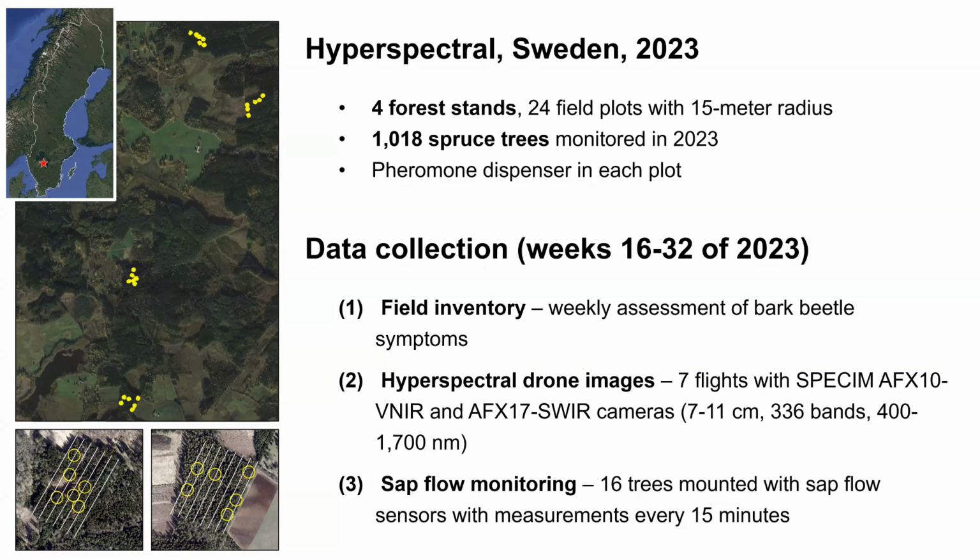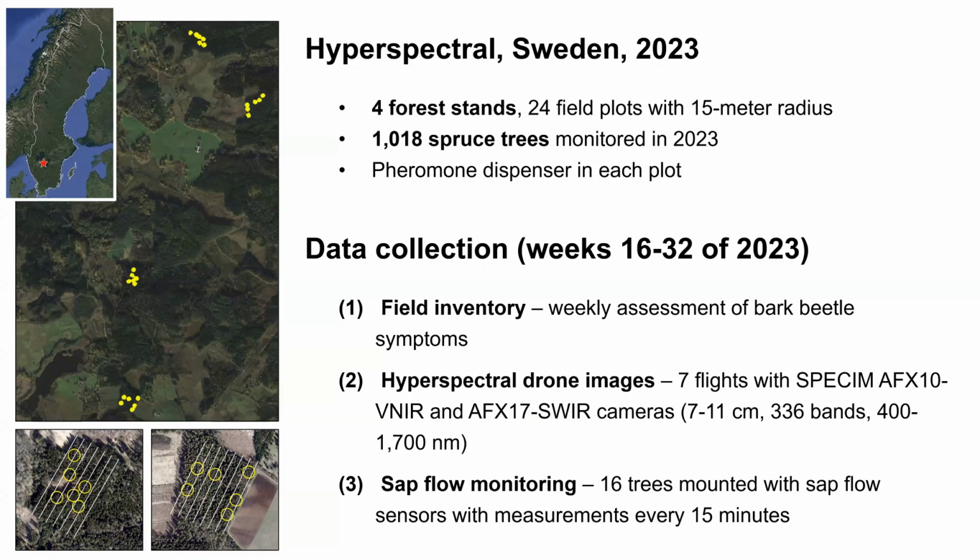And then simultaneously, we have 7 campaigns of hyperspectral images with 2 different cameras. One of them is the visible near infrared camera, and the other the SWIR camera. So we had 7 flights during 2023 during the growing season.